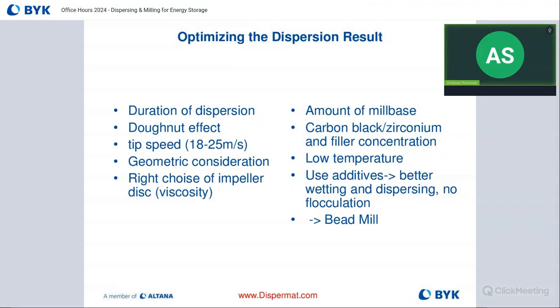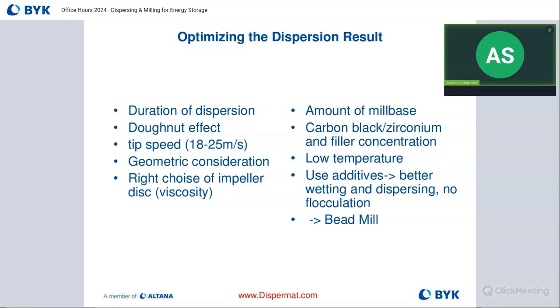The geometric consideration, meaning the blade diameter. There are different blade types as well. Some blades have additional teeth, or they can be different types of materials. That will also depend then on the viscosity. As I mentioned earlier, larger blades for high viscosities, smaller blades for very low viscosities.